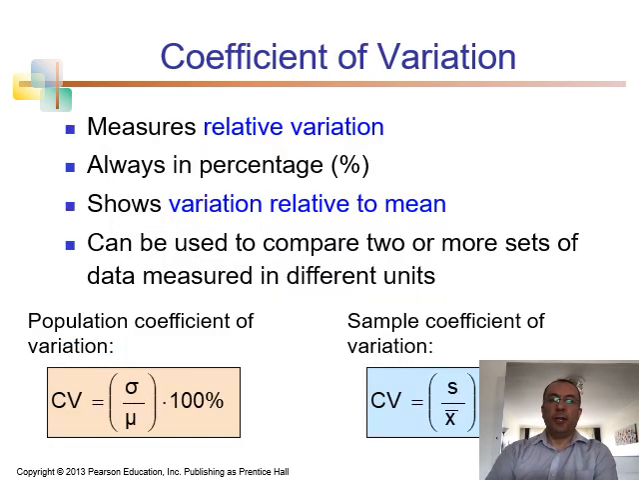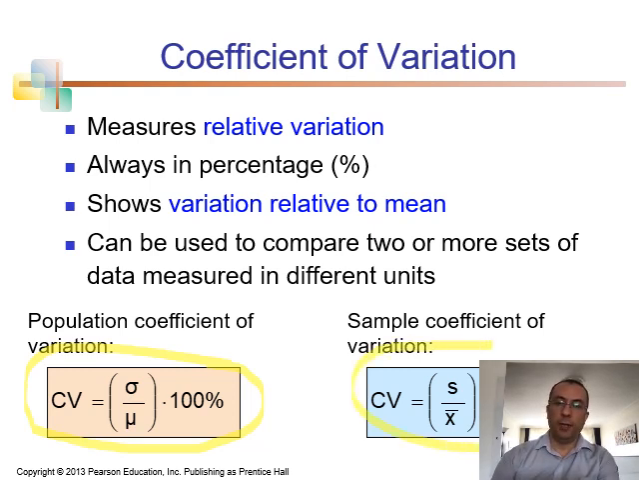Now, coefficient of variation is also a measure of relative variation. So to find the coefficient of variation, first you need to find the standard deviation. And if you divide the standard deviation by the mean, that will give you CV, coefficient of variation. Here on the left side, this is the coefficient of variation formula for the population. On the right side, we have the coefficient of variation formula for the sample.